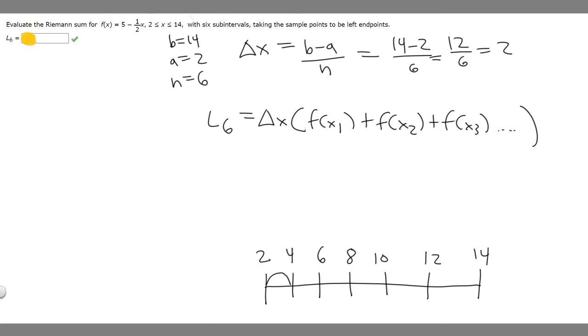So we're going to find f of 2 as our first one. So L sub 6 is equal to delta x, and we know what delta x is, it's 2, times f of x sub 1, which in this case is 2. So we're basically just finding f of 2. But let's look at the next interval.